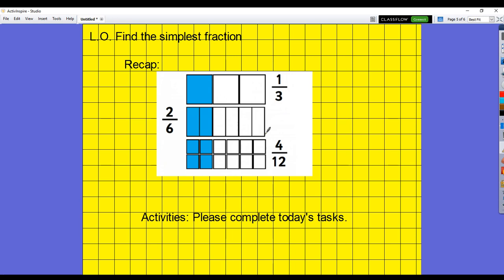If you're a bit confused, please watch the video again and have a go at today's tasks. There are some good BBC bite-sized videos as well, if you want to have another look at them, that might also help you. All right, good luck.